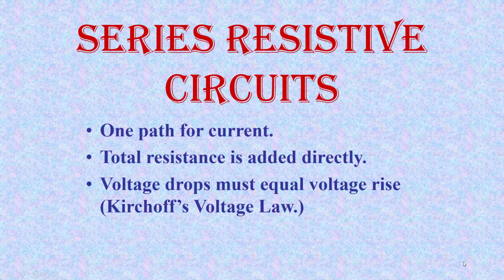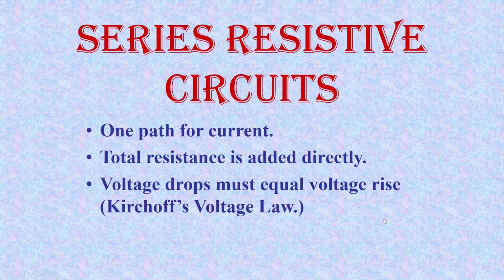Okay, so we are going to look at some sample problems for third period math applications. This isn't really covered too much in your ILM, but I'm going to start a little bit from the beginning here. Series resistive circuits, just for a review. So the three things: one path for current, the total resistance is added directly, and the voltage drops must equal the voltage rises. That is known as Kirchhoff's voltage law.